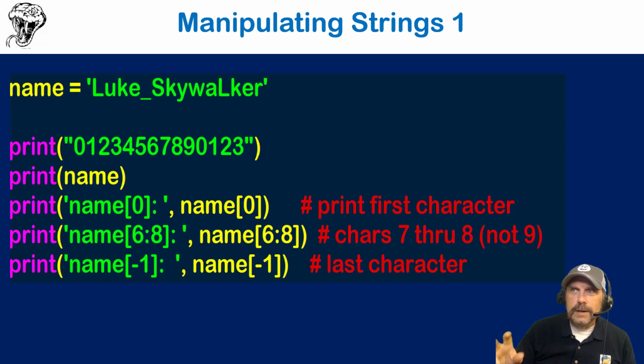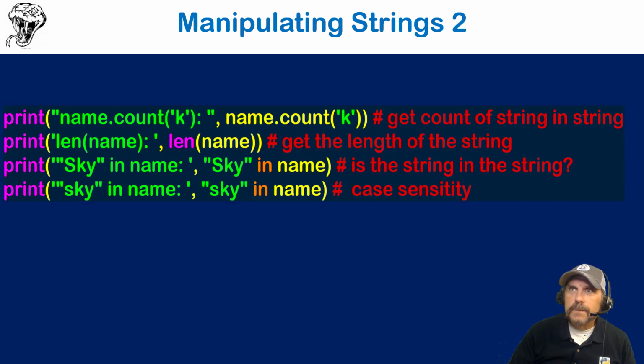We say print name, so we print the value name. We saw that in the output. And then we said print name and then the 0 in brackets. In that case, it will just give the first character. So that's using an index. The next one we did was what's called a slice, right? We're taking two characters, 6 to 8, but we really only get 6 and 7 by doing name and then bracket 6:8. The last one is saying get me the last character. We can do that by using the index -1.